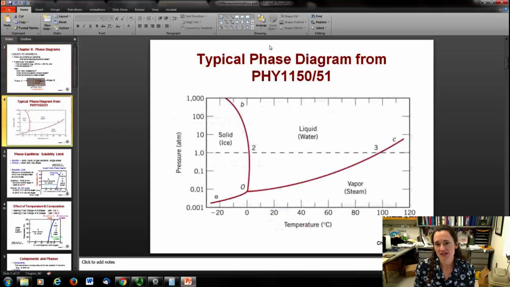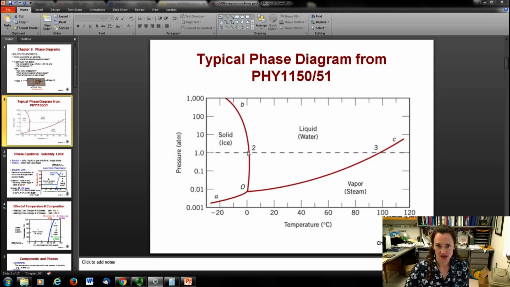So here's the typical phase diagram that you might see in Physics 1150, 1151. So let's remind ourselves of some of the terminology and things that are going on in this phase diagram. So first of all, this is the phase diagram for water, okay? So we know that at atmospheric pressure, which is shown here at 1 atmosphere in the dashed line, at 0 degrees Celsius, water freezes, and it's a solid.